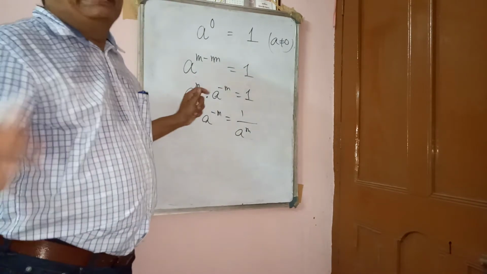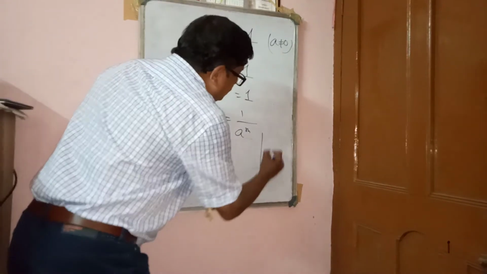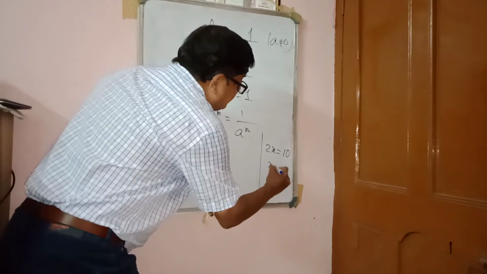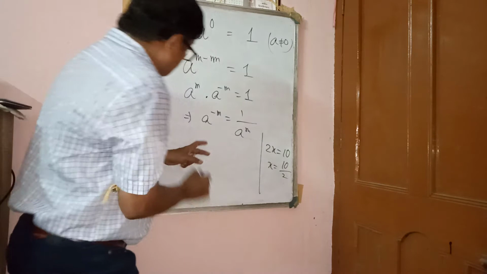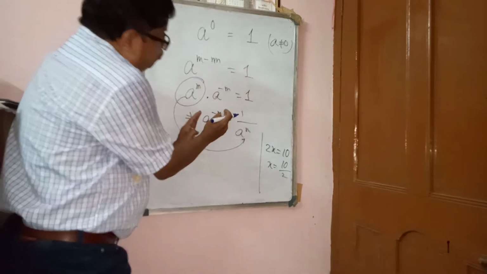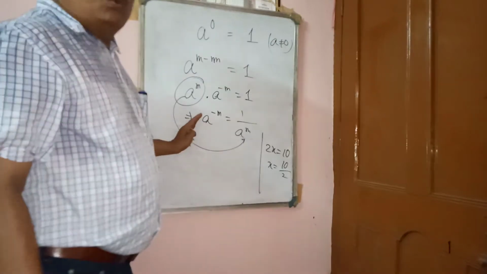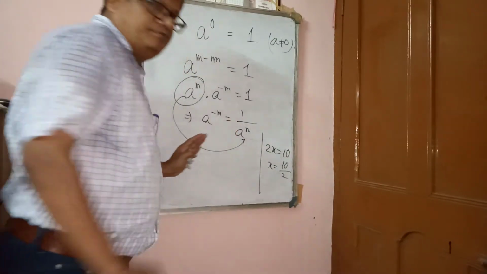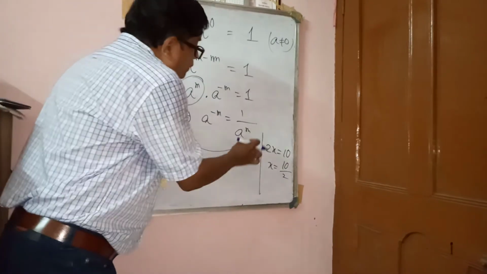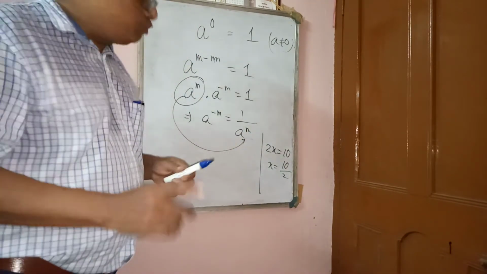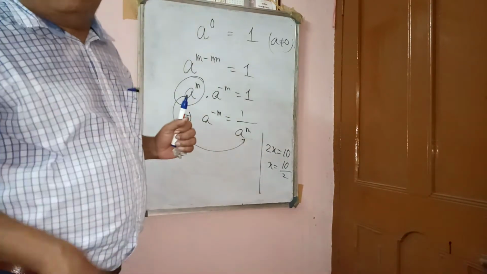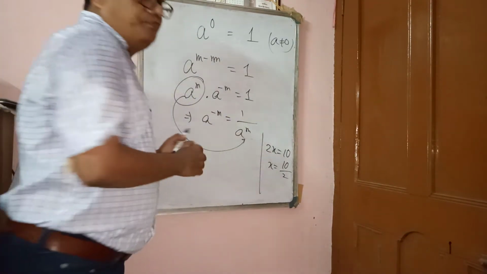All of you know linear equations, no? Suppose 2x equals 10. What is the value of x? So we write x equals 10 by 2. Similarly, a to the power m is taken to that side, so we get a to the power minus m. This is negative; to make it positive, it will be 1 upon a to the power m. So remember, a to the power minus m equals 1 by a to the power m.